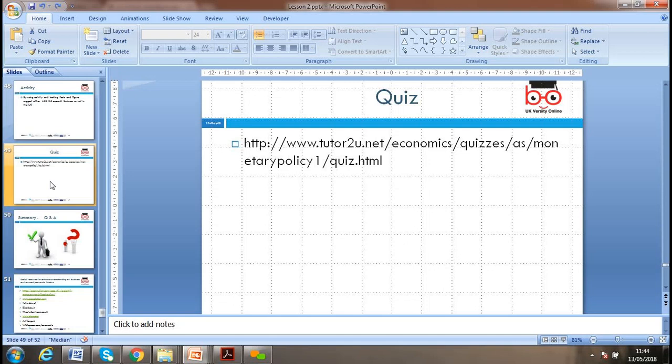Just think about that, and it will clear your understanding of monetary policy, fiscal policy, and the economic situation or economic factors.